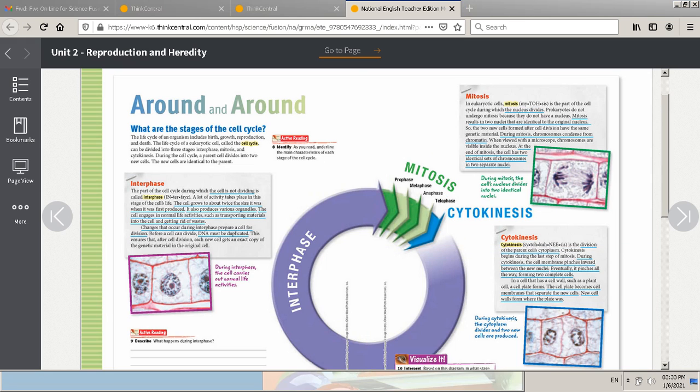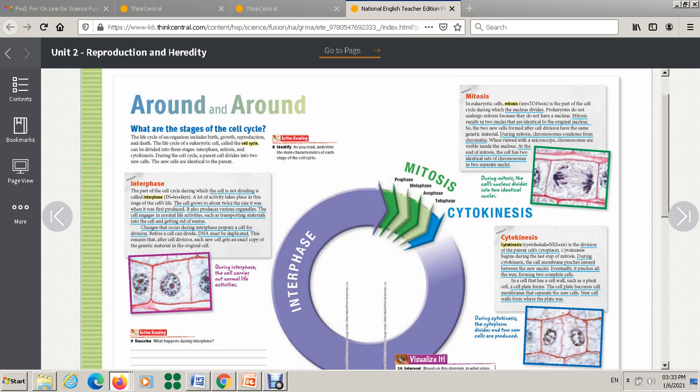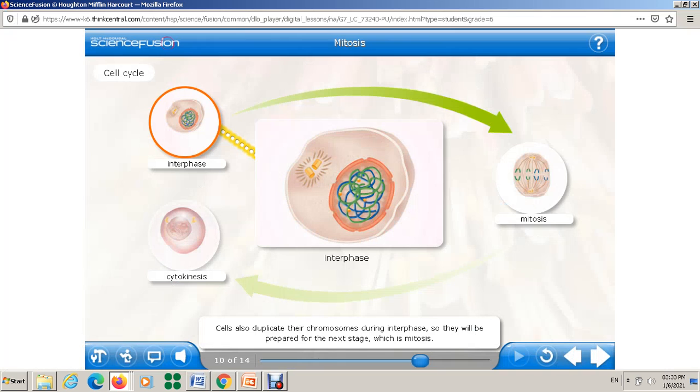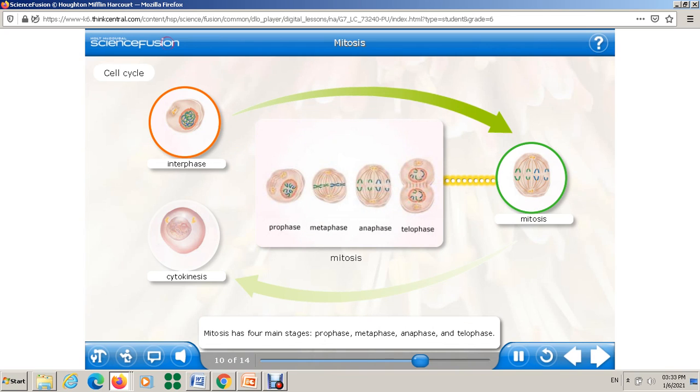Listen carefully to this video to make sure that you understand. Mitosis has four main stages: prophase, metaphase, anaphase, and telophase. When the cells start to divide, we will talk about these phases in more detail. Just listen now, I'll explain all of these phases for you.